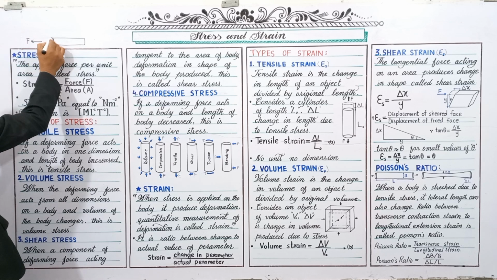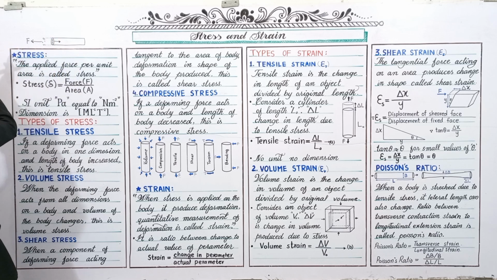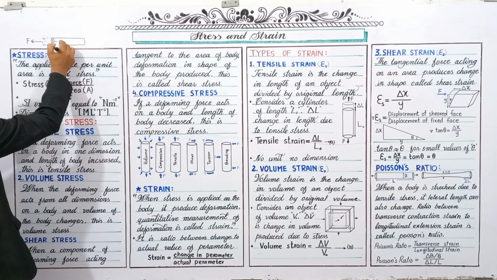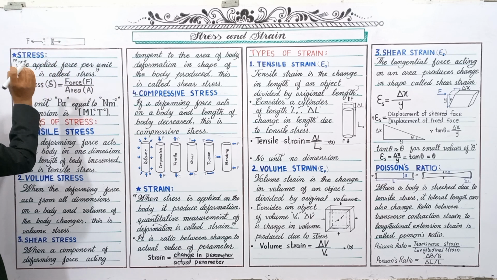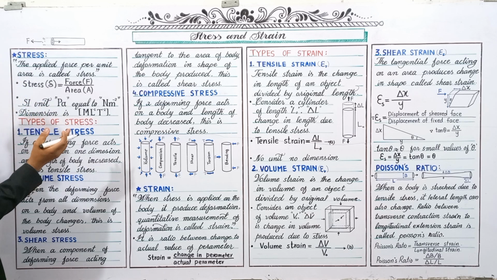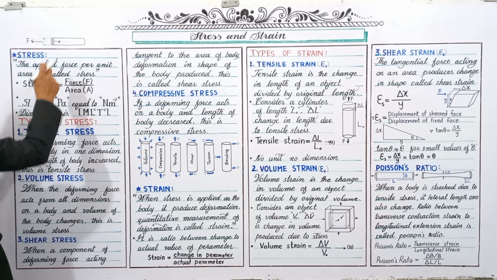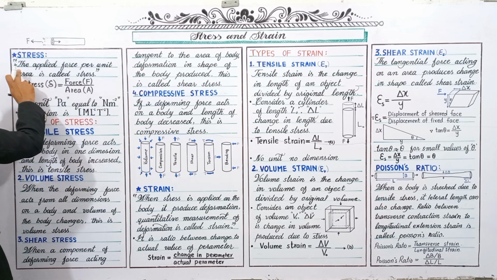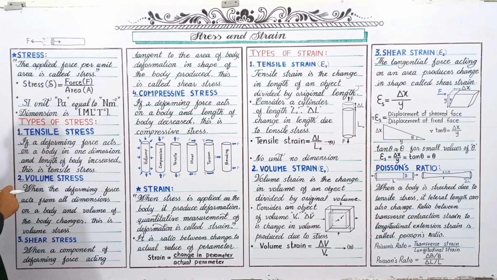Okay, so there will be some extension in the body like this, but the particles of this body will tend to go back in this direction, so they will apply a force in this direction. This internal force per unit area is stress. We simply say that force per unit area is stress, but remember that it is internal force per unit area. But we have mentioned here the applied force per unit area is called stress.